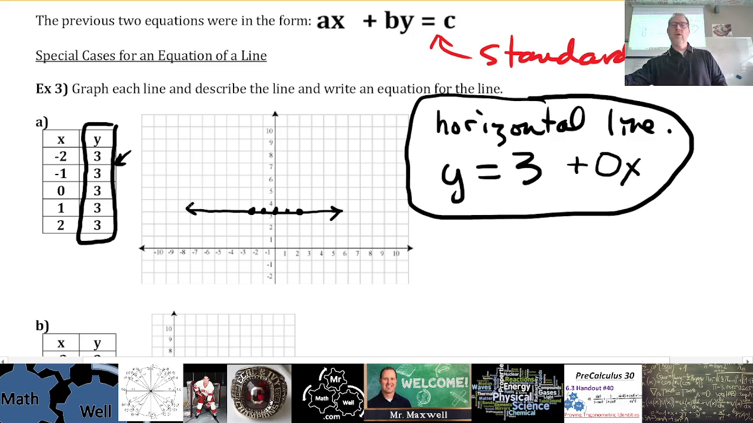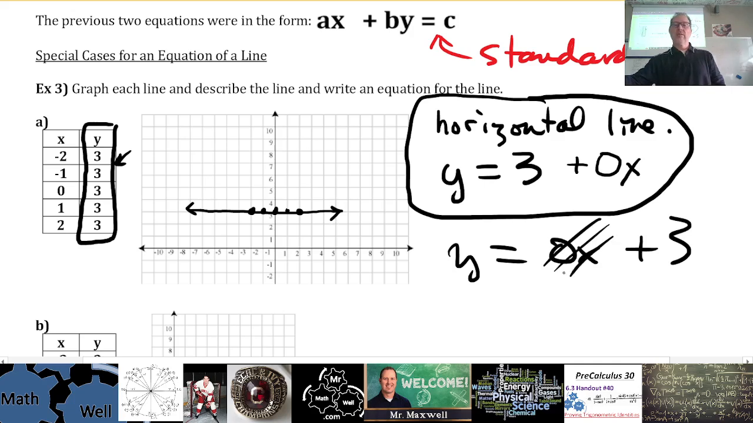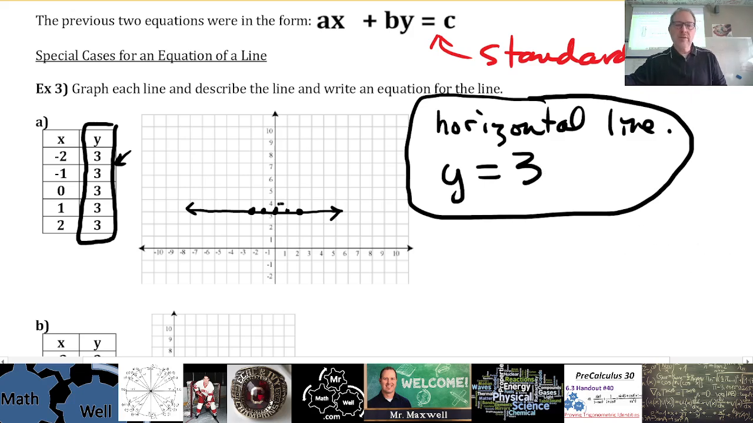What's the slope of a horizontal line? Well, the slope is exactly 0. So technically, you could write y equals 0x plus 3. That's how you could technically write it. But because the slope is 0, that means this x term is in effect gone. Okay, so a horizontal line is y equals whatever the number is that is the y-intercept. So that's a 3 in this case, so it's y equals 3.